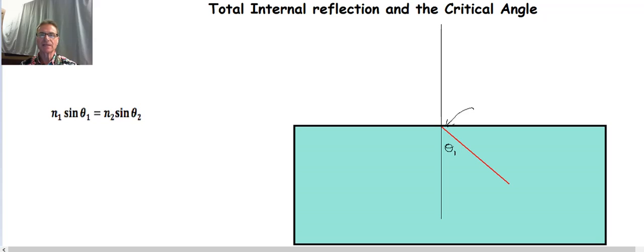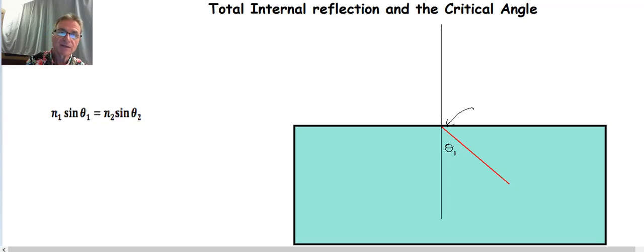Normally what's going to happen to that light is that it is going to go out here at some angle, right? And that's what we would expect. But in this particular case, if the angle theta 1 is large enough, something strange is going to happen. Okay, so let's take a look at that.